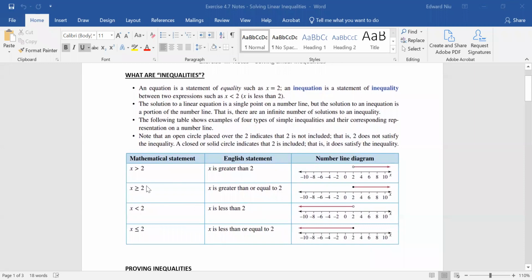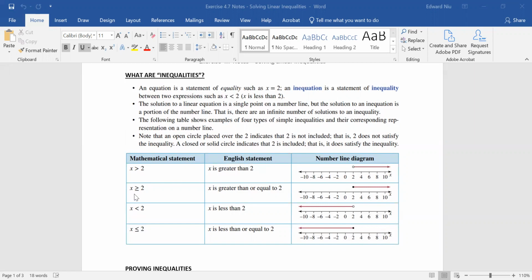Here we've got a nice little table. For example, if we look at the top row, the mathematical statement is x is greater than 2. Remember, the inequality symbol always points at the smaller term. Here it's pointing at the 2, which means x is greater than 2. Because there's no equal sign underneath, it's not equal to 2, so it must be larger. And when we put that on a number line, we use a hollow circle and have an arrow pointing at all the numbers above positive 2.